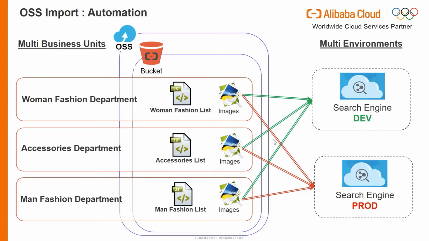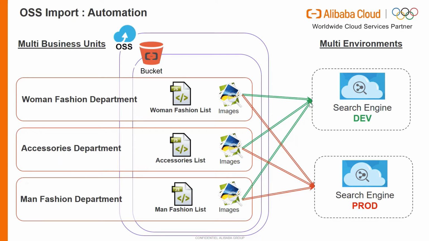The next level of OSS import usage is the automation. It will be quite useful if you manage multiple department photos. For example, for women fashion department, you can build a separate folder inside of the bucket. But you have to keep the same file name as increment.meta. You cannot change the file name, otherwise OSS import and image search engine won't recognize the metadata file.